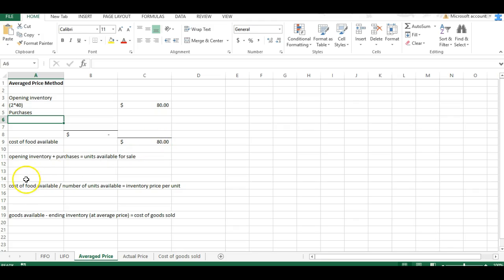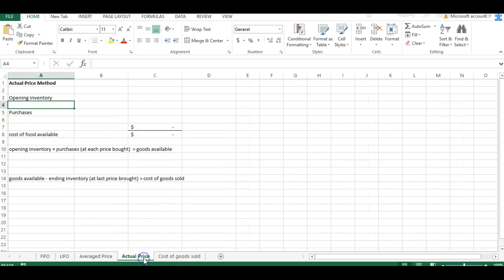Once again, just take all the numbers that we figured out up here and plug them in down here. They all lead to the other. You figure out one number, and it's going to come down to the bottom one. You're going to add them all up, divide it, get your average, and figure it all out. The actual price is just like it says, the actual price. Our opening inventory, 2 times 40, and all our purchases will give us our cost of goods available. And we're going to figure out the goods available and the cost of goods sold.